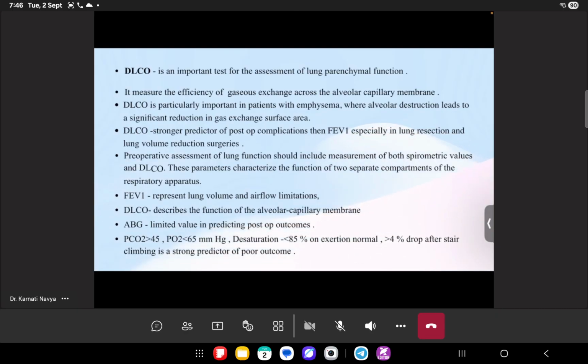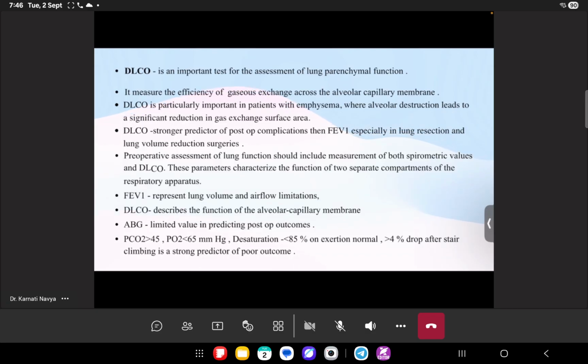DLCO is an important test for the assessment of lung parenchymal function. It measures the efficiency of gas exchange across the alveolar capillary membrane, and it is most important in patients with emphysema, where alveolar destruction leads to a significant reduction in the gaseous exchange surface. It is a stronger predictor of post-op complications than FEV1, especially in lung resection and lung volume reduction surgeries.